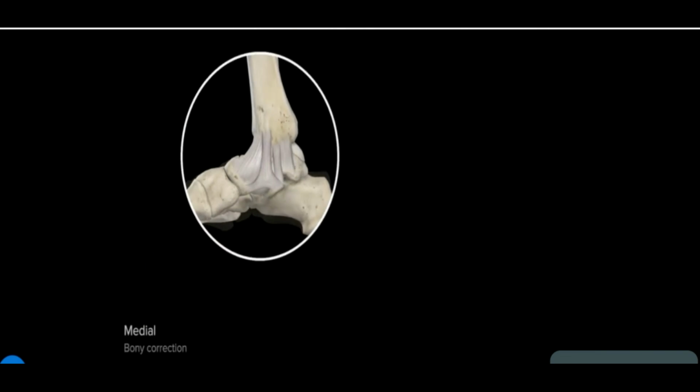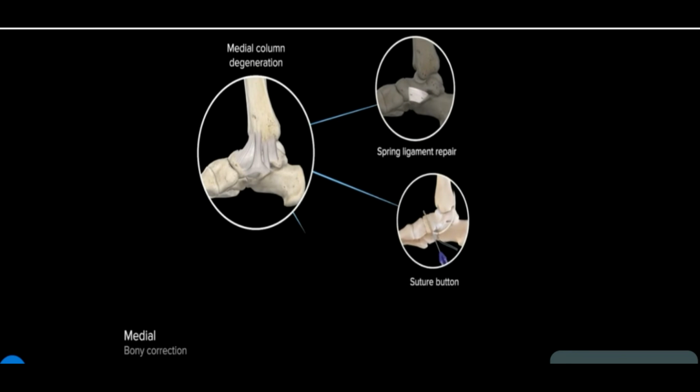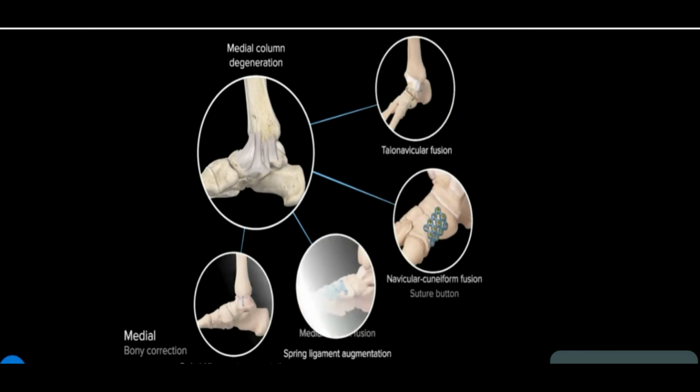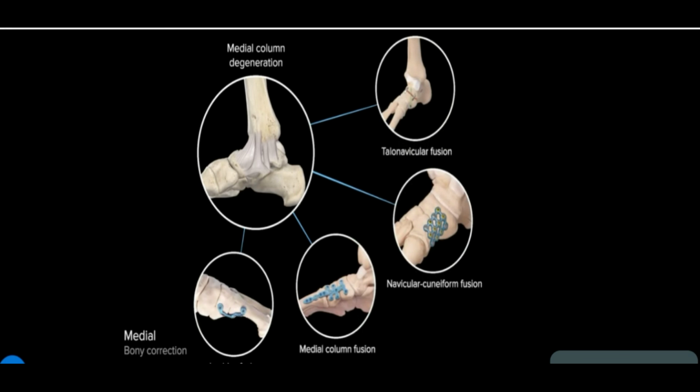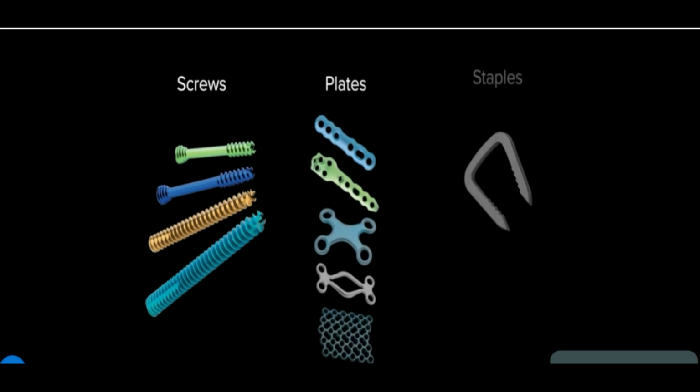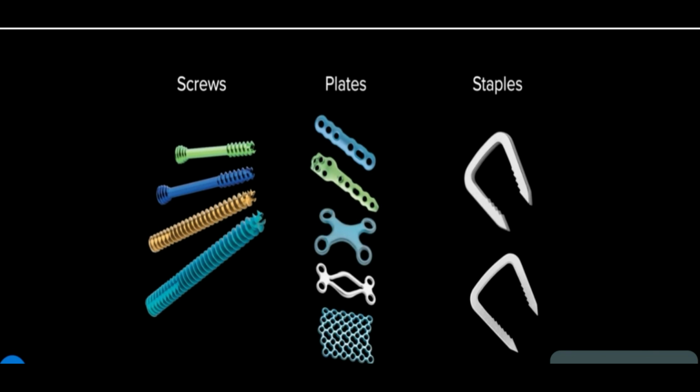Once a rigid arthritic flat foot develops, joint-sparing procedures are no longer sufficient, and to correct the deformity, fusion procedures should be considered. These joint fusions can be fixed with the surgeon's choice of hardware, whether it be screws, plates, staples, or a combination.